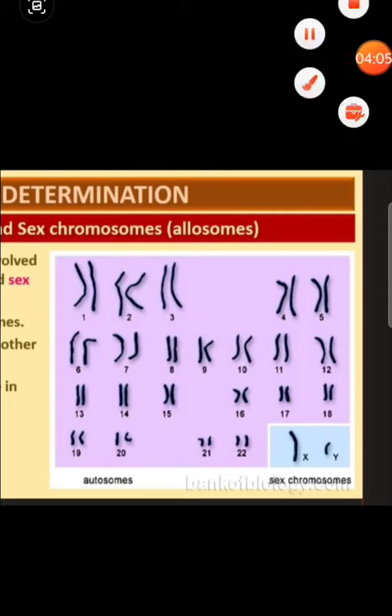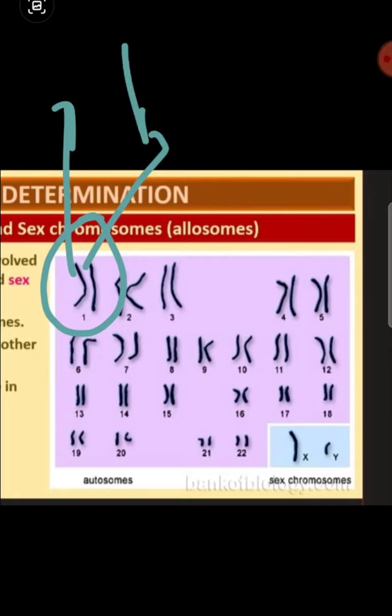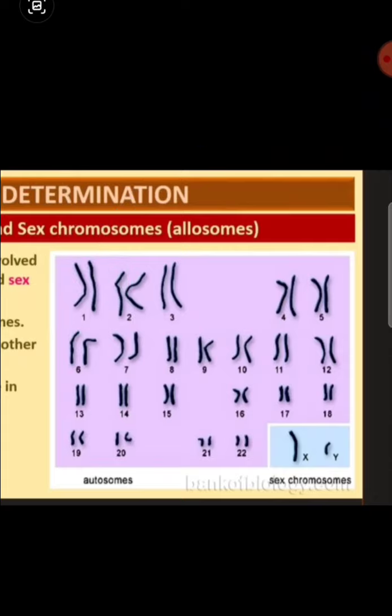In each pair, one is inherited from father and one from mother, and they will be exactly the same. That is why we call them homologous chromosomes, because they are exactly the same and have the gene positions and everything the same. That is why we call them a pair of chromosomes or homologous chromosomes.